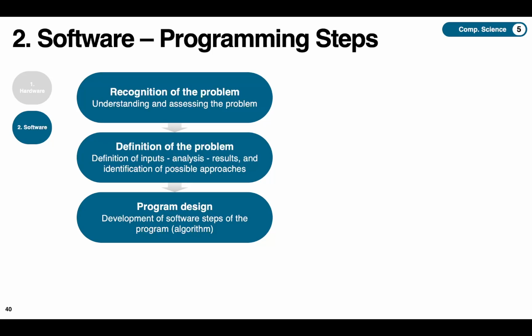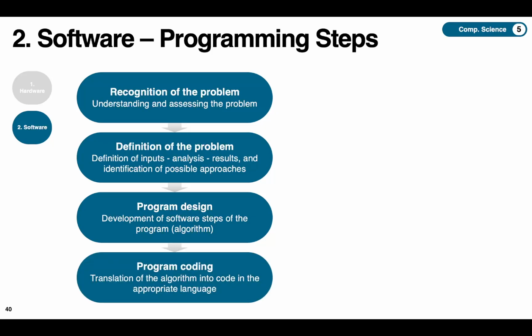And then we're going to choose the language that's most appropriate to write the code in. And then the last step is when the algorithm that we designed is translated into code. And so this is, let's call it, the traditional programming steps.